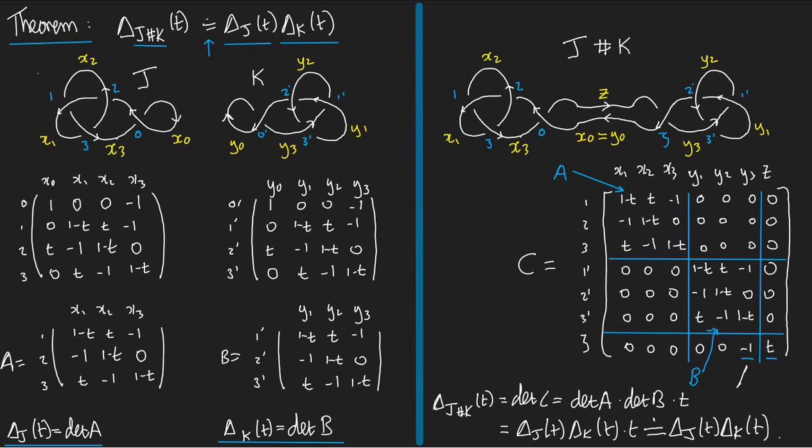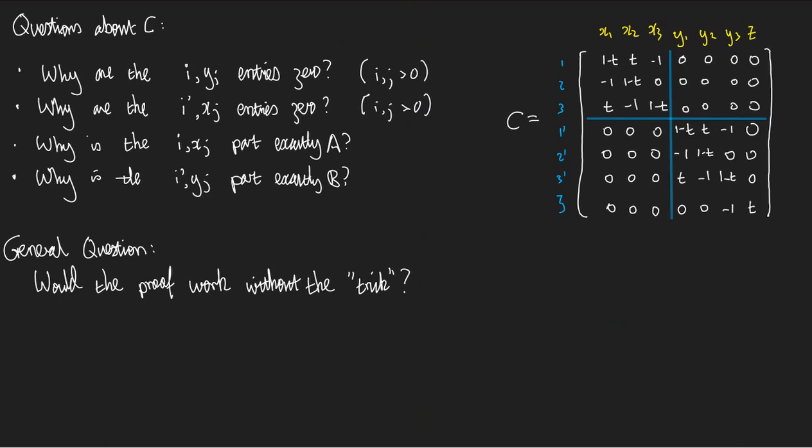And I'm going to end the mini lecture with some questions. The questions are about the matrix C. So first question, why don't I number these questions actually? Let's number them 1, 2, 3, 4. So the first question is, why are the I, yj entries 0? The I, yj entries are the ones with the rows coming from J, but the columns coming from K. So this is here. Question 1 is about these entries. Why are these all 0?